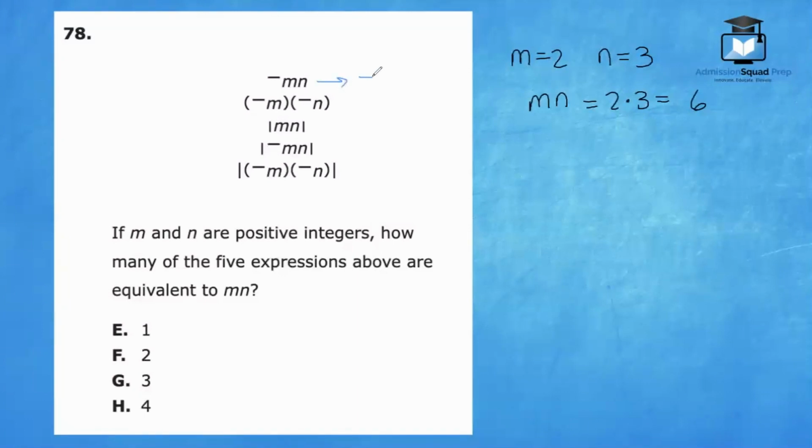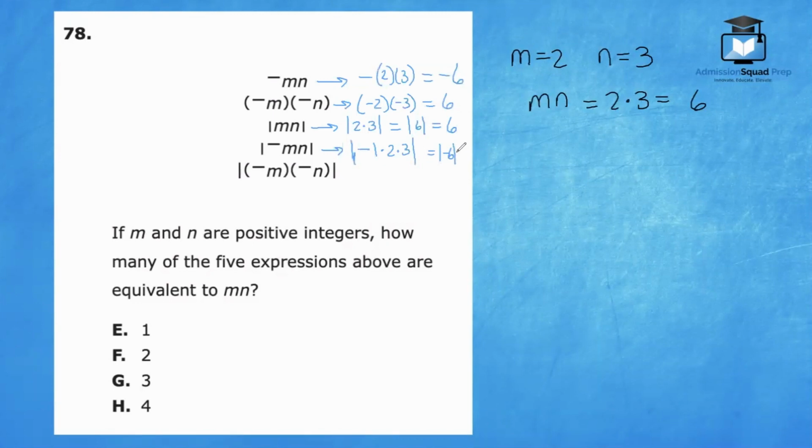The first expression will be negative times 2 times 3, which is negative 6. The second example will be negative 2 times negative 3, which is positive 6. The third example will be the absolute value of 2 times 3, which is the absolute value of 6, which is 6. The fourth example will be the absolute value of negative 1, technically, times 2 times 3, which is equivalent to the absolute value of negative 6, which is 6. And the last expression would be the absolute value of negative 2 times negative 3, close absolute value. This is going to be equivalent to the absolute value of positive 6, which is 6.